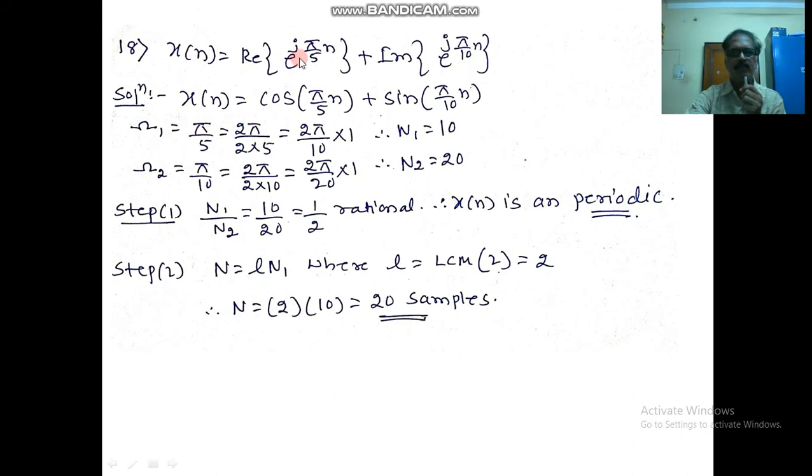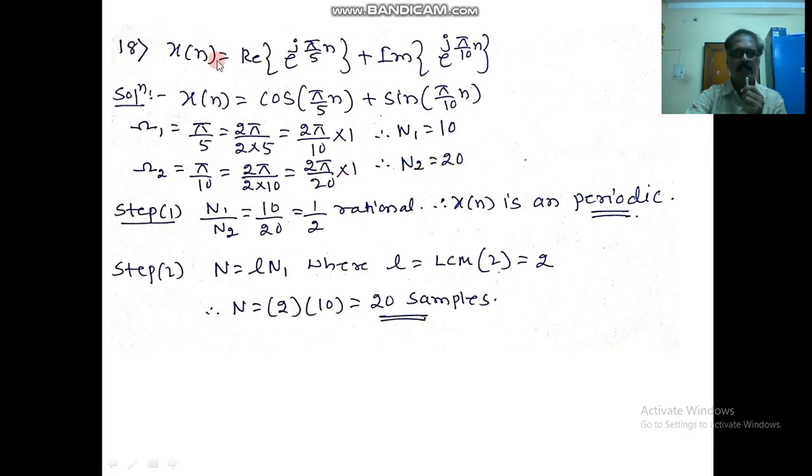Therefore x of n equals the real part, which is cos of pi n by 5, and the imaginary part, which is sin of pi n by 10. Here omega 1 is pi by 5. Find out its n1 equal to 10. Here omega 2 is pi by 10. Express this in the form of 2 pi by n into k, n2 equals 20.